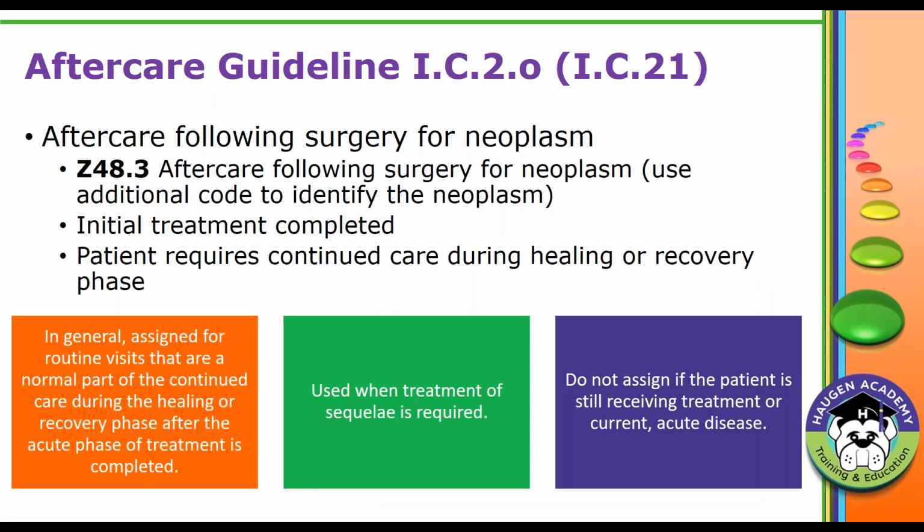We also have an aftercare code, and this falls under guideline 1.C.2.O. This is for aftercare following surgery for a neoplasm. It's really assigned for routine visits that are a normal part of the continued care during the healing or recovery phase after the acute phase of treatment is completed. They are also used when treatment of a sequela is required. Do not assign if the patient is receiving treatment for current acute disease.